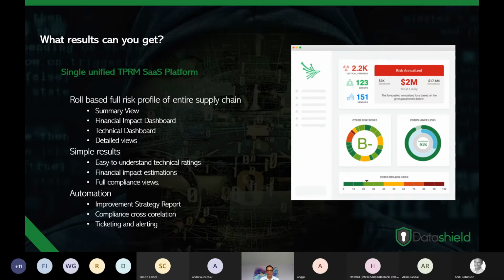What it also does, it's got a lot of automation built into the platform. It will generate improvement reports for each supplier that you can share with them, or we'll cover off as part of our RAMP process, which I'll cover on the next couple of slides.